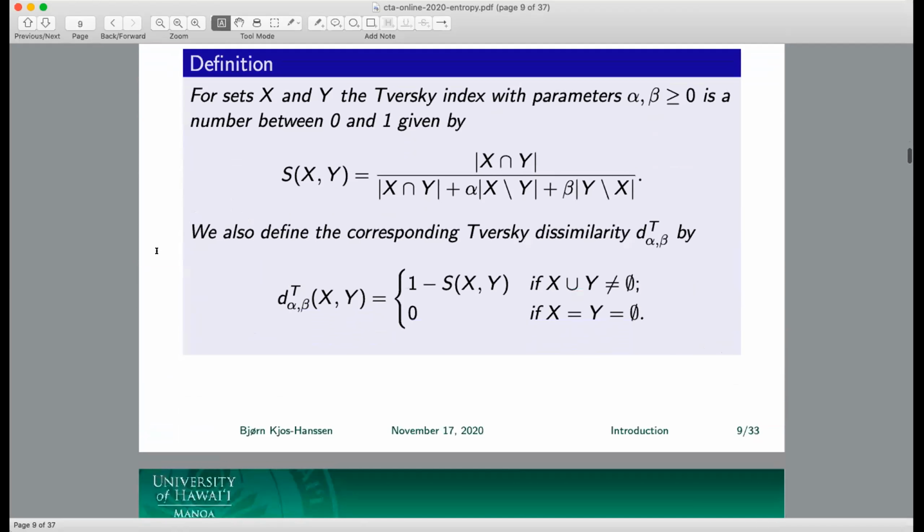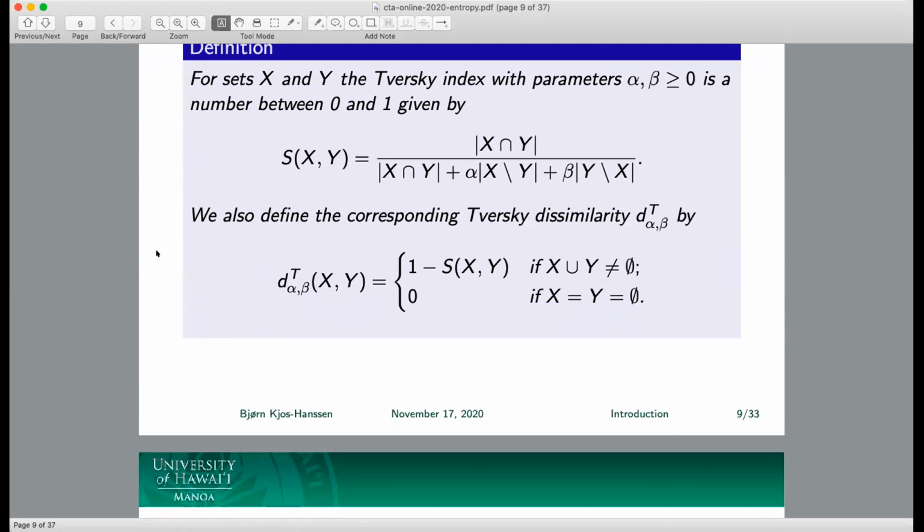Okay, and so the general setting where this family of metrics is going to fit in is this Tversky index. The distance is going to be 1 minus this, where the similarity is how much they have in common, and then we make the denominator depend on some parameters to give us some flexibility about how to measure these similarities.